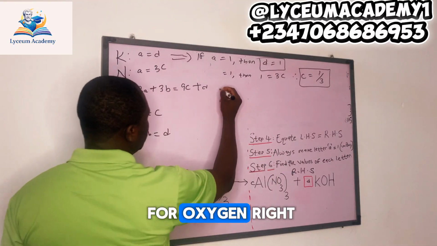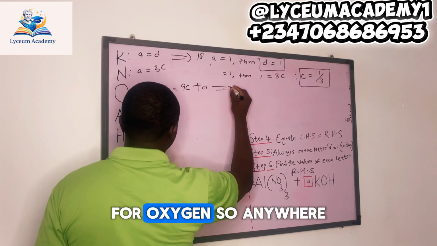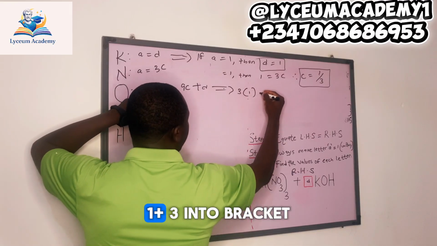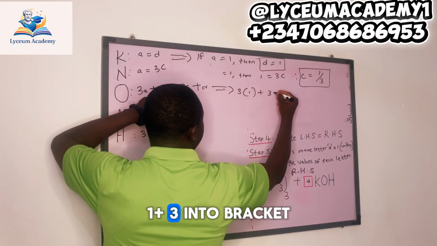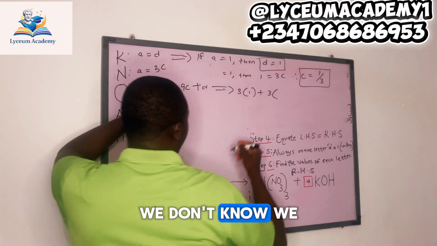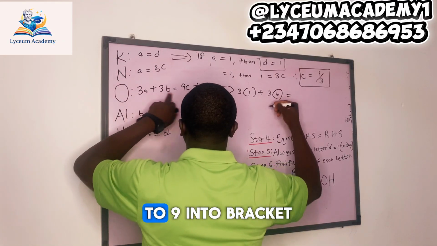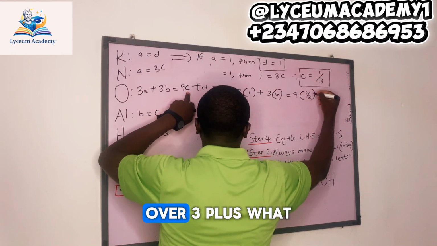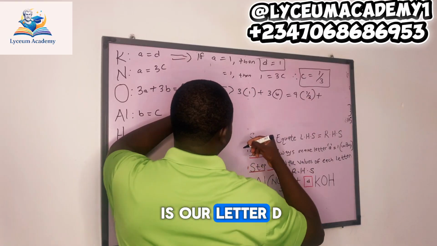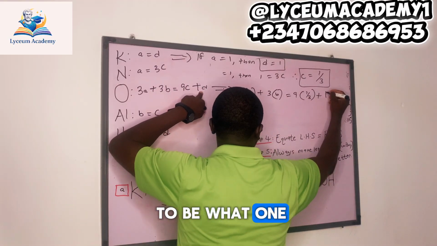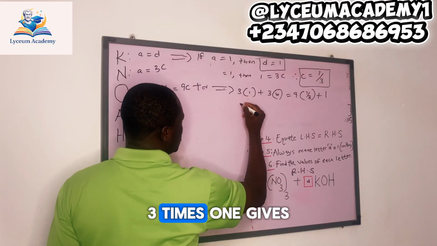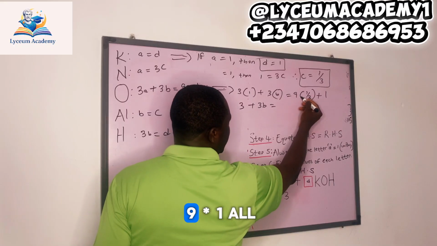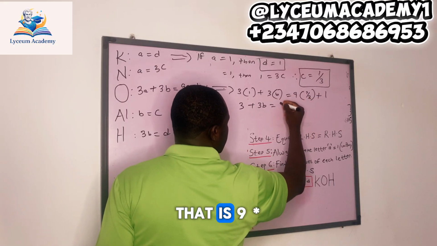We come back for oxygen. For oxygen, anywhere we see A, we put it to be 1. That is 3 into bracket 1 plus 3 into bracket B. We don't know B. That is equal to 9 into bracket C, which has been gotten as 1 over 3, plus D, which we calculated earlier to be 1. So if we expand the bracket, 3 times 1 gives 3, plus 3 times B gives 3B, is equal to 9 times 1 all over 3.